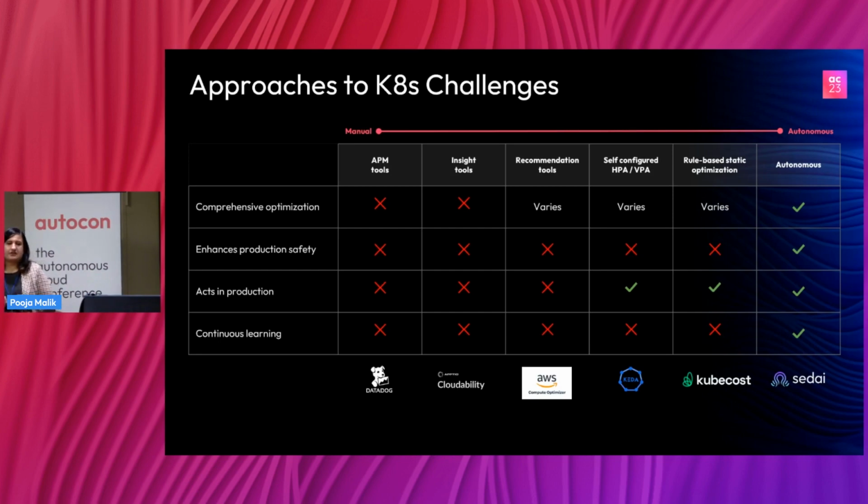Then you have the self-configured HPA and VPA. Again, they are great, since they act in production, but you need to know what to configure in HPA and VPA, which is harder. And then you also have to make sure that you have a little bit of predictability when you're configuring HPA and VPA, which HPA and VPA don't support, and also reinforcement learning. Then you have certain rule-based static optimization tools like KubeCost, which again doesn't give you the complete autonomous story.